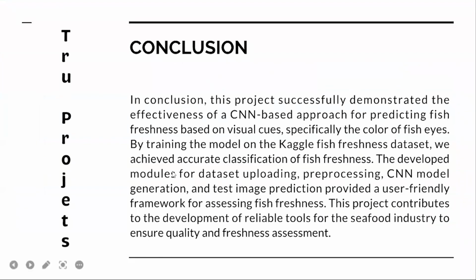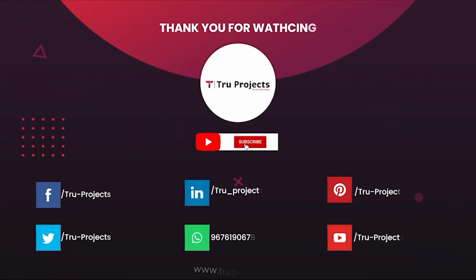In conclusion, this project successfully demonstrated the effectiveness of the CNN-based approach for predicting fish freshness based on visual cues, specifically the color of fish eyes. By training the model on the Kaggle fish freshness dataset, we achieved accurate classification of fish freshness. The modules for dataset uploading, pre-processing, CNN model generation, and test image prediction provided a user-friendly framework for assessing fish freshness. This project contributes to the development of reliable tools for the seafood industry to ensure quality and freshness assessment.